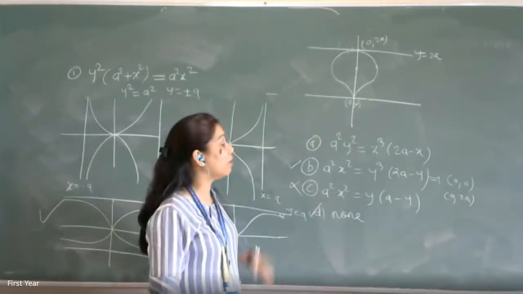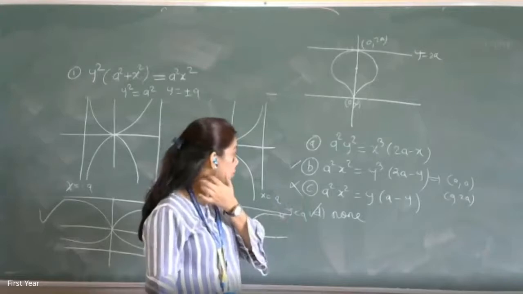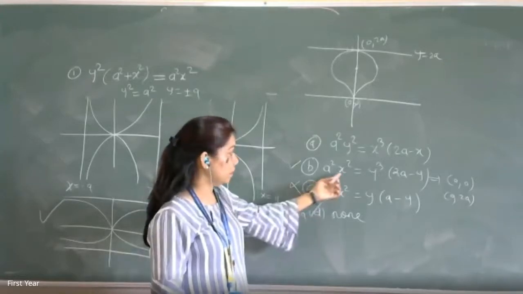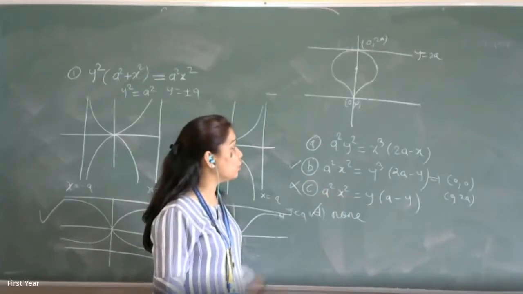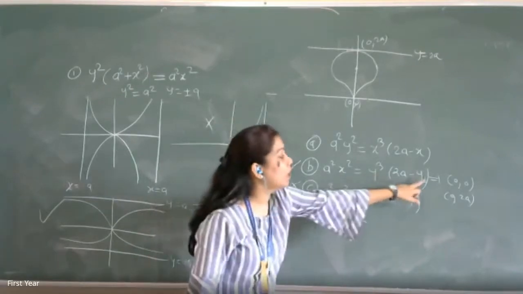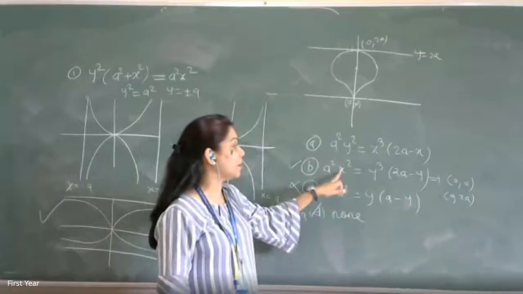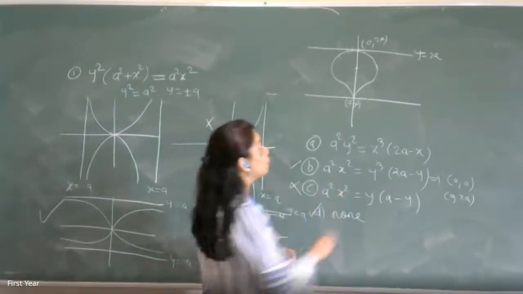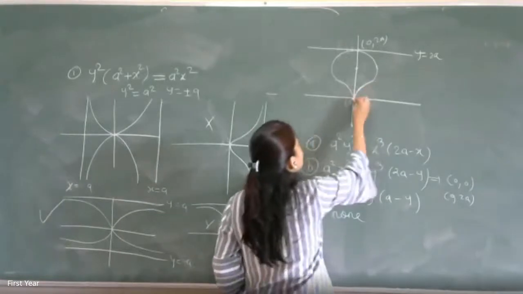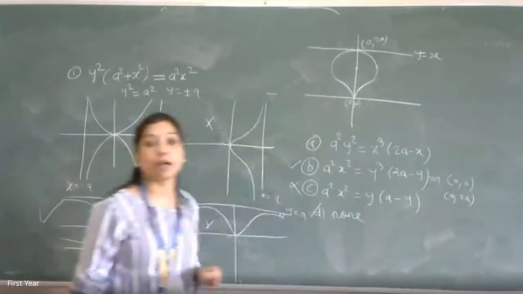Next we will see what is the tangent at origin. How do you find it? Compare the smallest degree term to 0. The smallest degree term is x square. X square is equal to 0 means x is equal to 0, x is equal to 0. That is the y axis. So the curve goes through twice, which means it is a cusp.